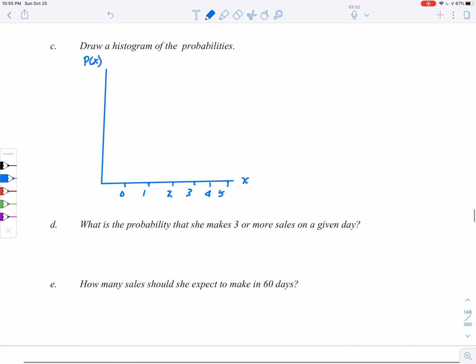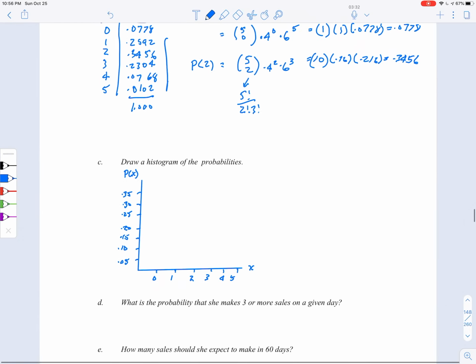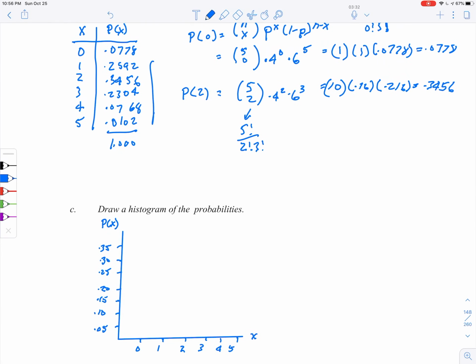And then, what was the highest one? It was about 35%, right? So let's go up by 0.05s. 1, 2, 3, 4, 5, 6, 7. So 0.05, 0.10, 0.15, 0.20, 0.25, 0.30, 0.35. And so what we've got here then is, let me just make this a little smaller so I can see them.